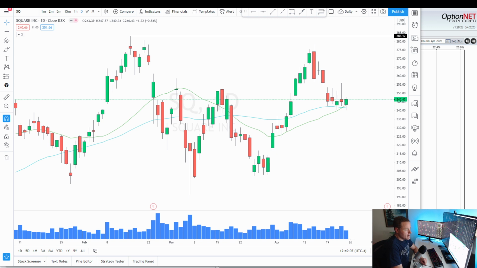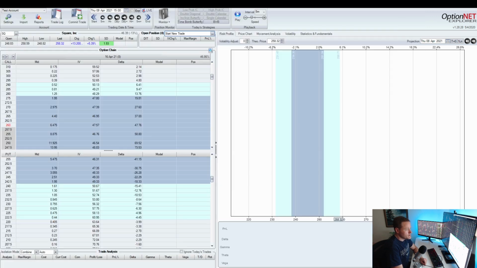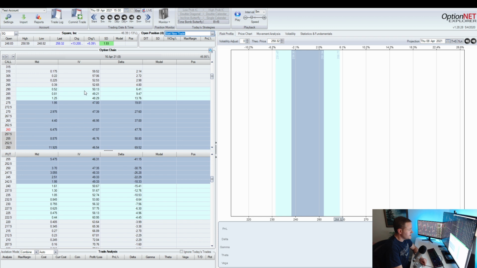All right. Now let's go ahead and head over to Option Net Explorer. We're going to model this trade. So we have it set on Square. We're looking at the April 16th expiration cycle, and we're putting this trade on April 8th. So really not very long until expiration. And toward the end of the day, we have the time set to 1500 hours. So coming in on the call side, again, we're going to go short the 285.